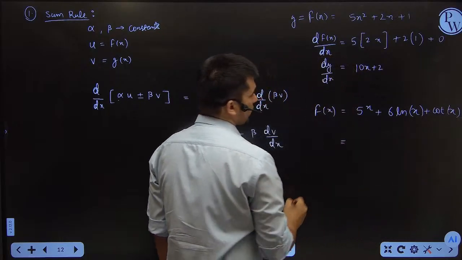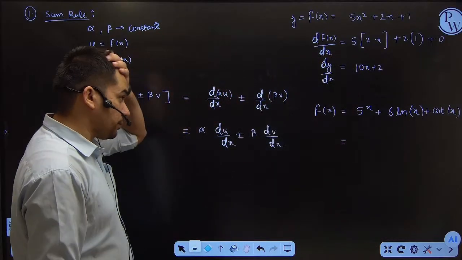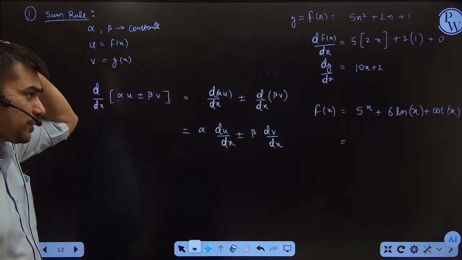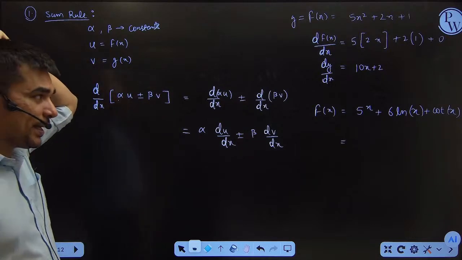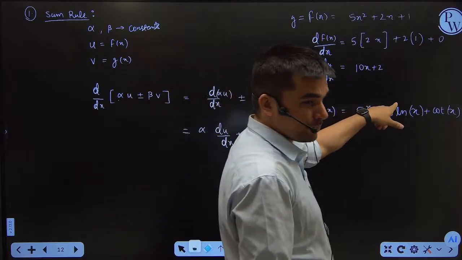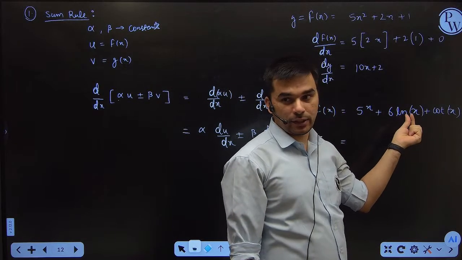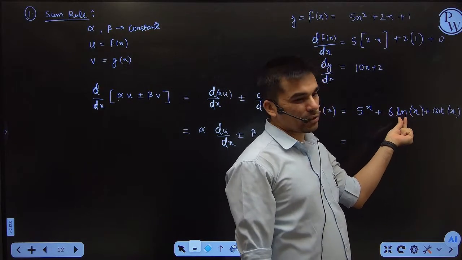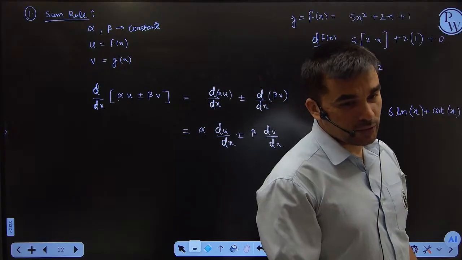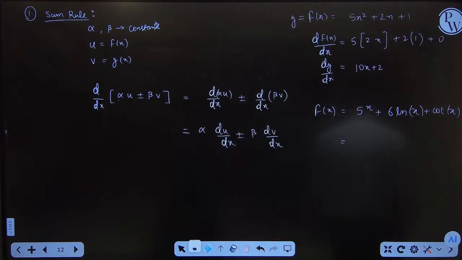Tell me the derivative of this function. 5 to the power of x plus 6 ln of x. What do you mean by ln? Log with base e, okay. ln is the notation for log with base e. So make use of this and find out the answer. Solve this question, tell me the answer.